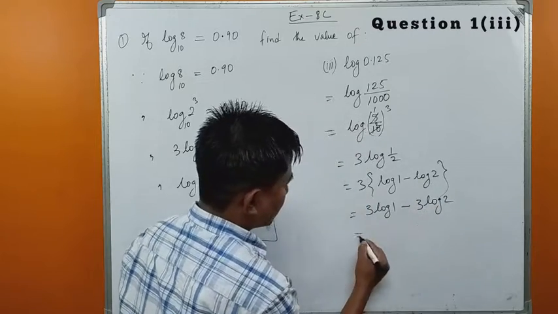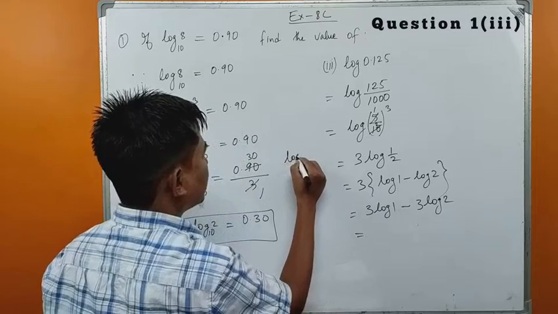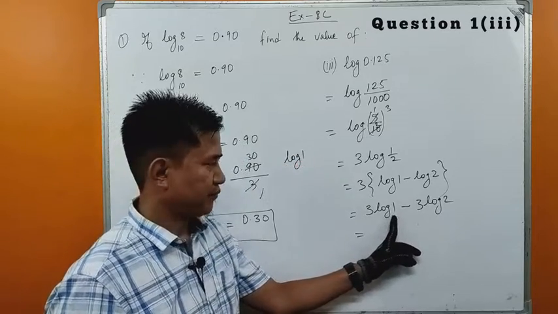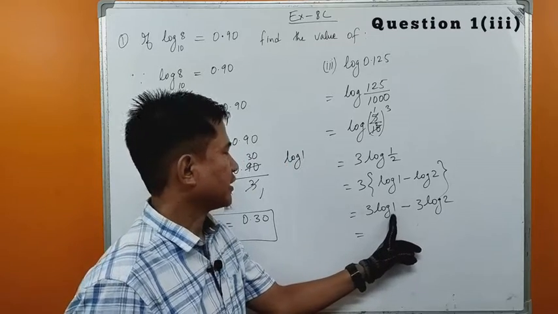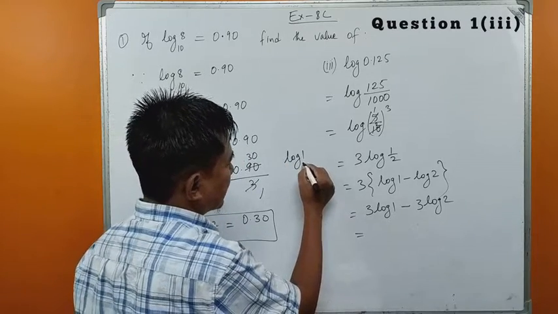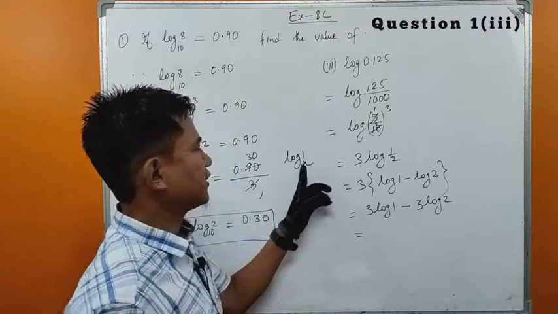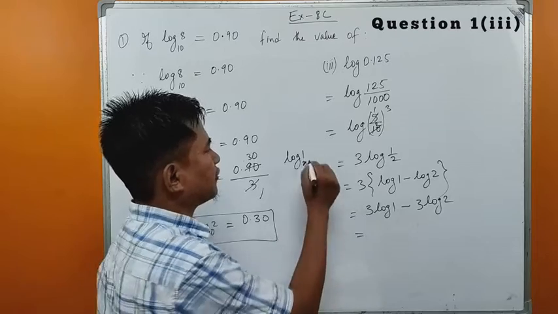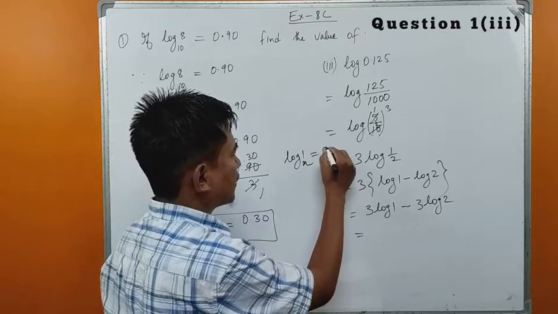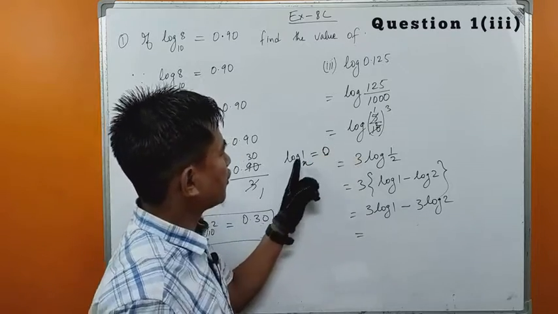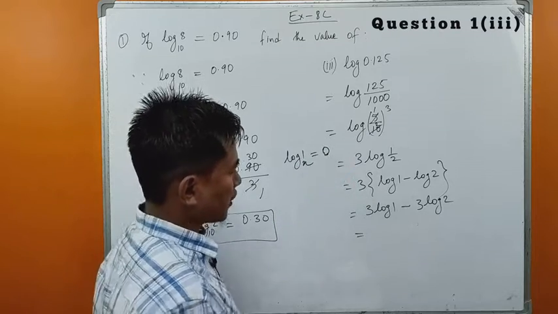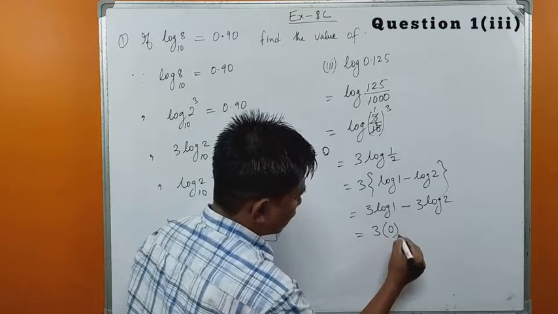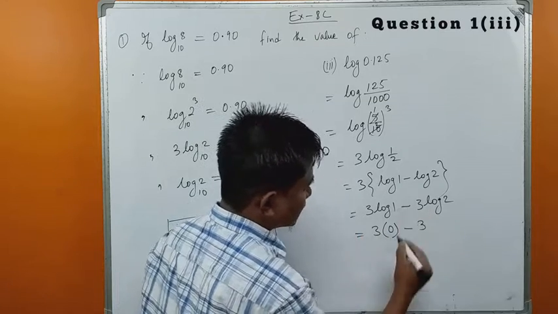Okay, now log 1 to any base. Here we have base 10 because the base is not given, so we must understand the base is 10. So whatever be the base, if it is log 1 to any base, then the value is always 0. Okay, the value is always 0. Log 1 to any base means 0. So 3 into log 1 means 3 into 0, minus 3 we write as it is.